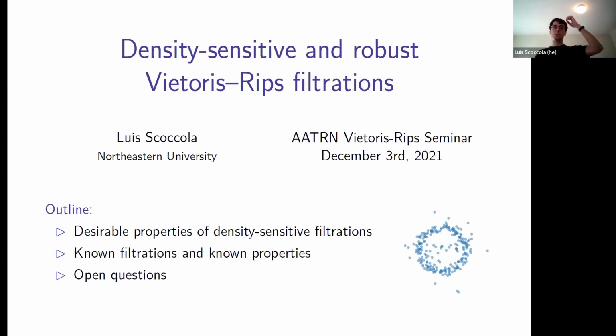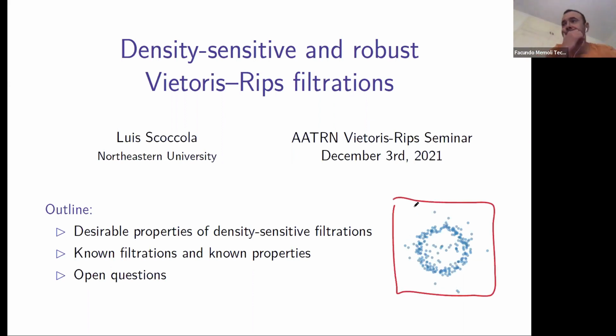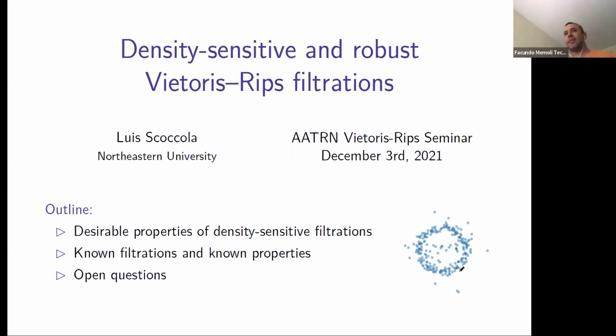The idea is to tell you about density-sensitive versions of Vietoris-Rips. And the basic example is we want to be able to handle data sets like this one that we can see have some sort of interesting topological structure, but Vietoris-Rips is not going to capture that because the topological structure has to do with density and not just with the metric.